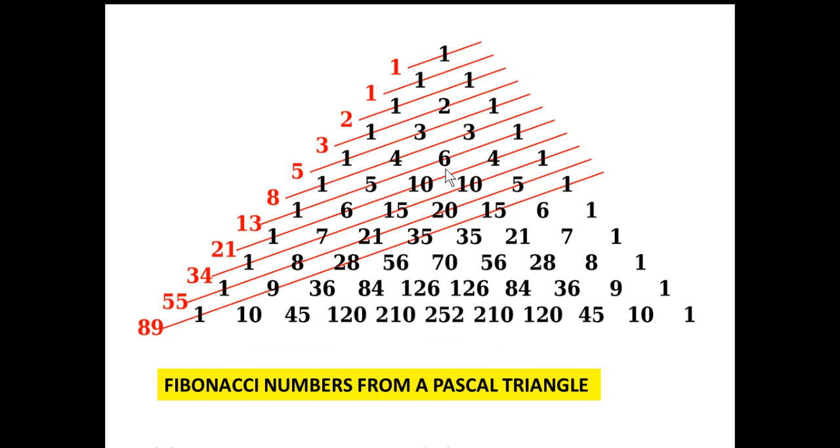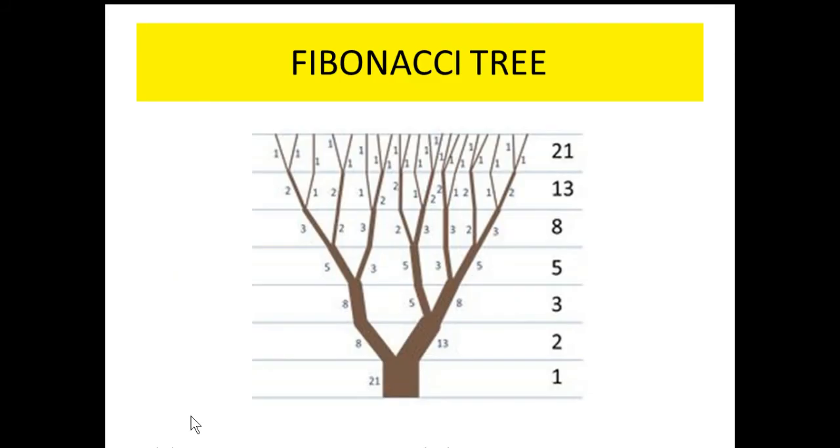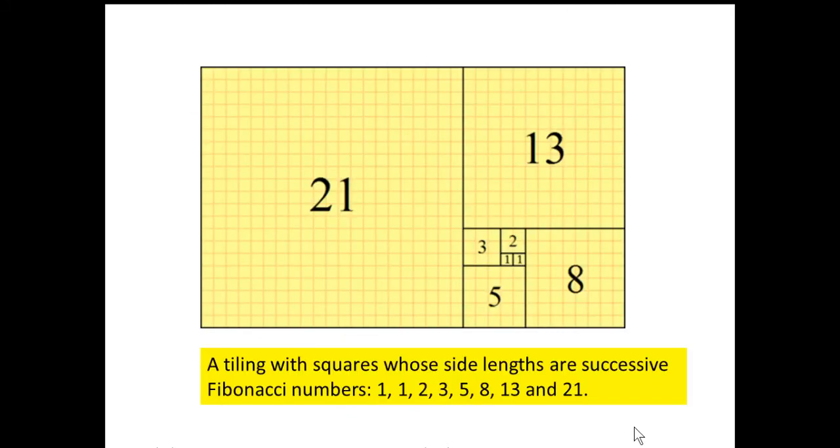These are some of the examples of Fibonacci sequences and where they occur. So this is a Pascal triangle. Here this 1, 1, 2, 3, 5, 8 is a Fibonacci sequence. And this is a tree here. If you count these stems, then this is 1, 2, 3, 5, 8, 13, 21. This is a Fibonacci tree. It becomes a Fibonacci sequence.